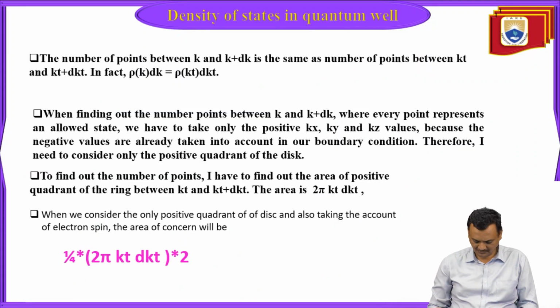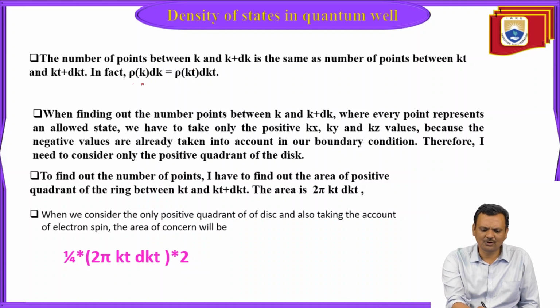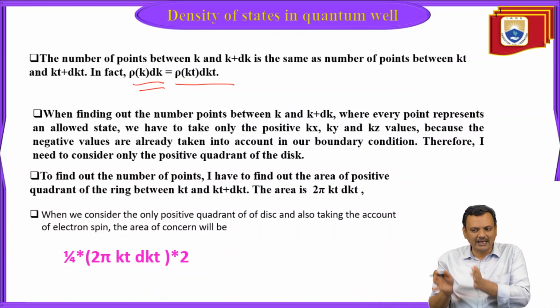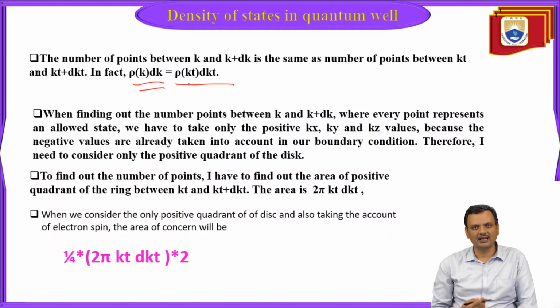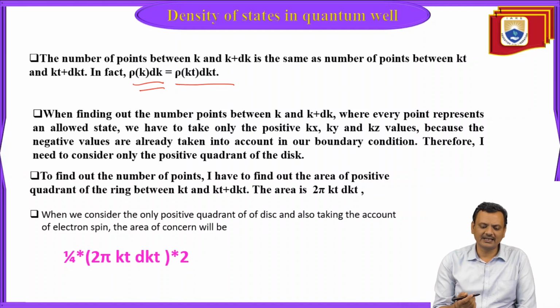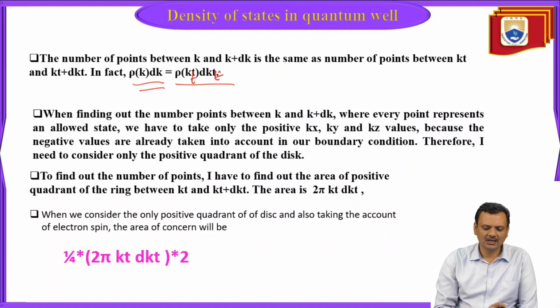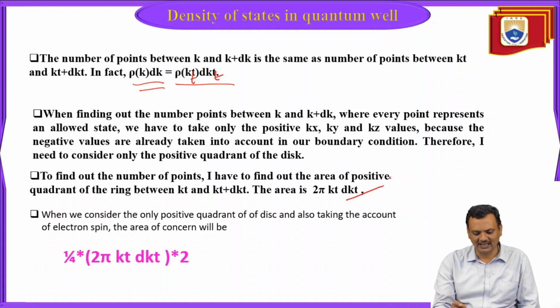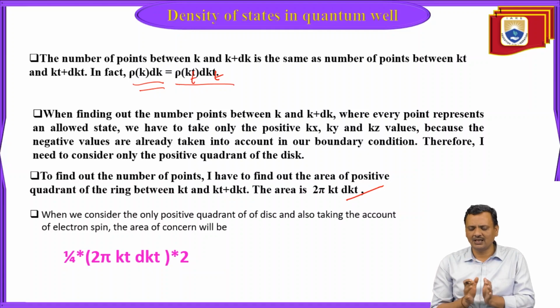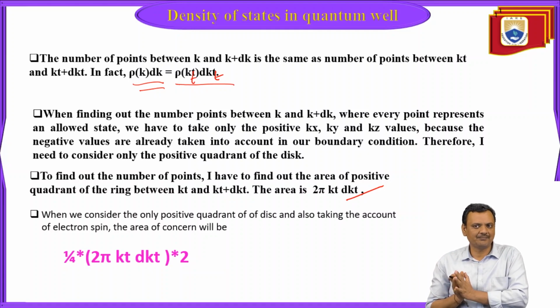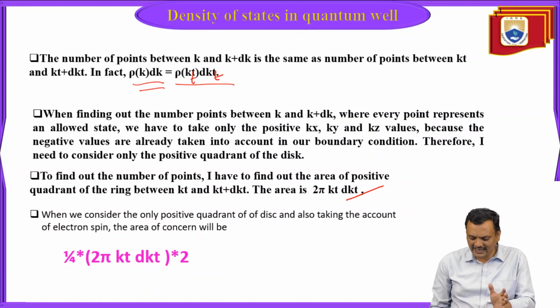Okay. Now, in terms of t, the transverse vector, rho k dk is what? Density of state. Because only the x and y components are varying there, we can write rho k dk as rho kt dkt. This t will be in the suffix. Now this is your available area. But like in the bulk case, what did we consider? We considered only the positive octant of the considered region. So here, this is the case of a disk. So we will consider the positive quadrant of that disk.